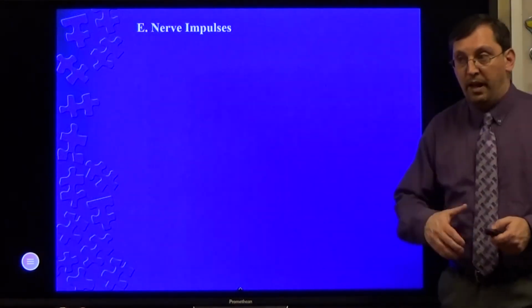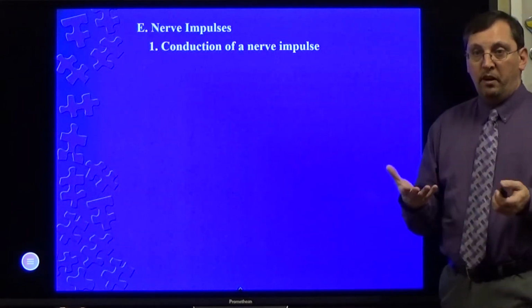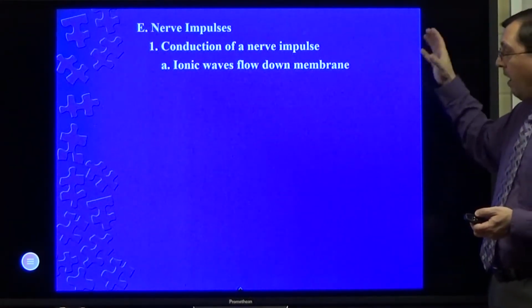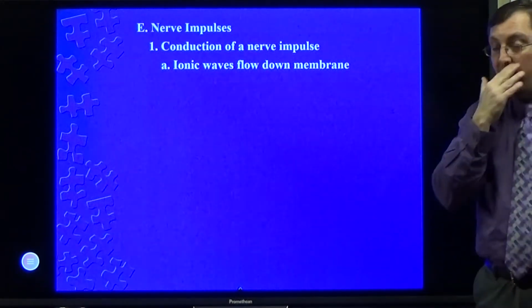Nerve impulses, as they travel, have certain ways that they work for conductivity. For example, ionic waves flow down the membrane. As it starts here, it's going to flow. Now, can I slow that flow down?